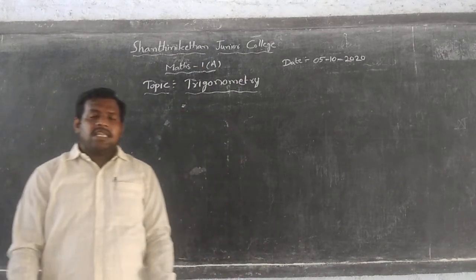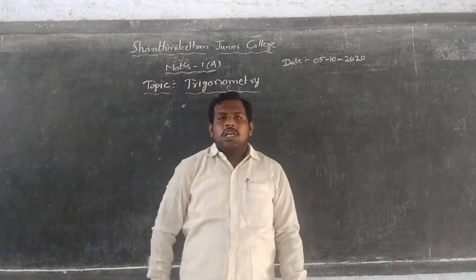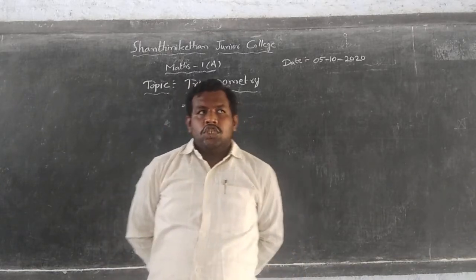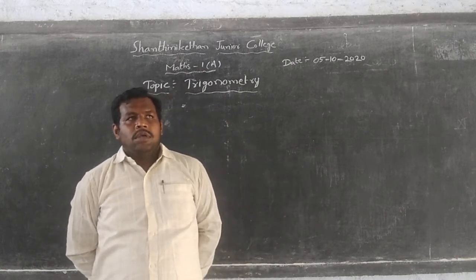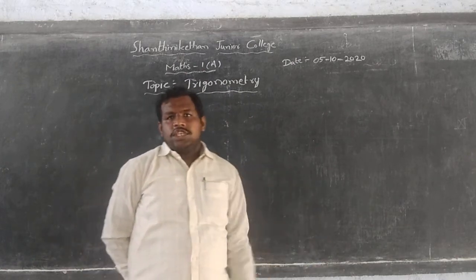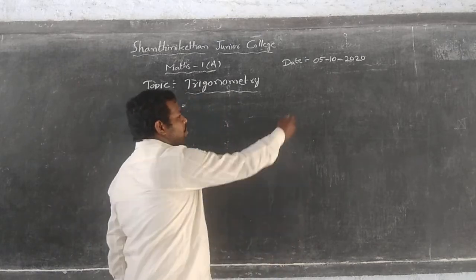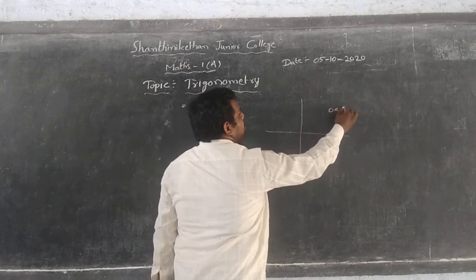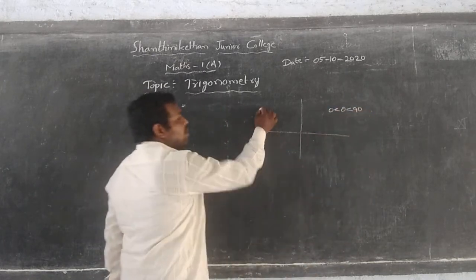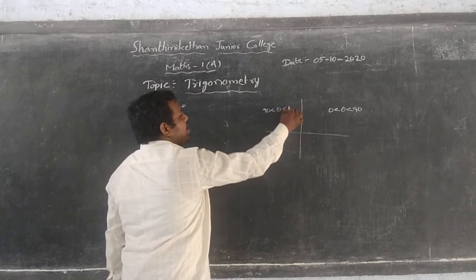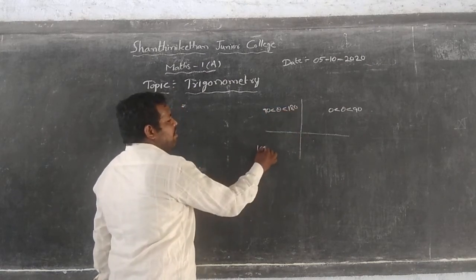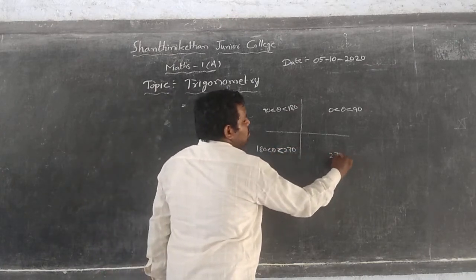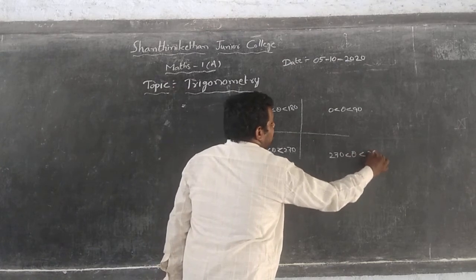In the previous class, we discussed changes in trigonometric ratios in quadrant. Total angle in trigonometry is 360 degrees. 360 is divided into 4 equal parts. Each part is called a quadrant. First quadrant angles are between 0 to 90. Second quadrant between 90 to 180. Third quadrant between 180 to 270. And the fourth quadrant 270 to 360.